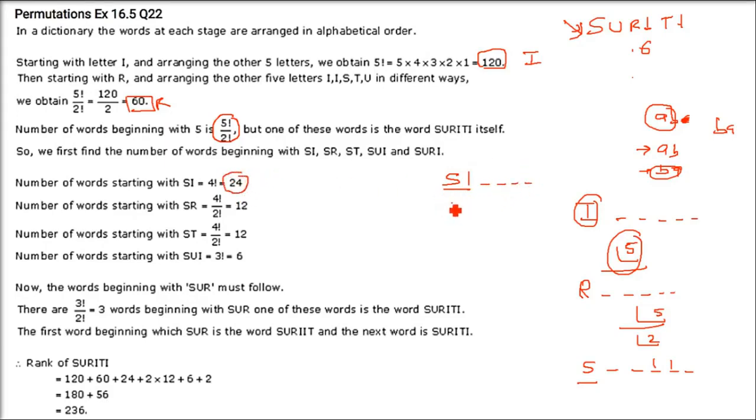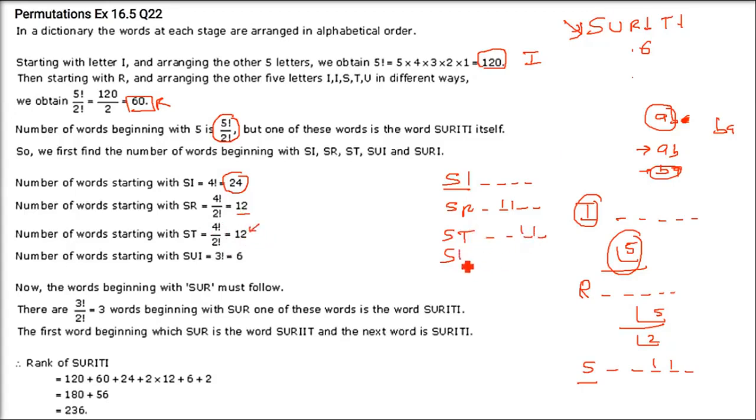Now after I, what will come with S? Alphabetical order. SR will come. So SR will come. Again 4 are there. So factorial 4. But 2 times I will also come. So factorial 4 by factorial 2, that is, it will be 12 when you have SR. Now coming to ST, you fix. Now again you have 4. So factorial 4 formations are there, but I will also repeat. So factorial 4 by factorial 2.